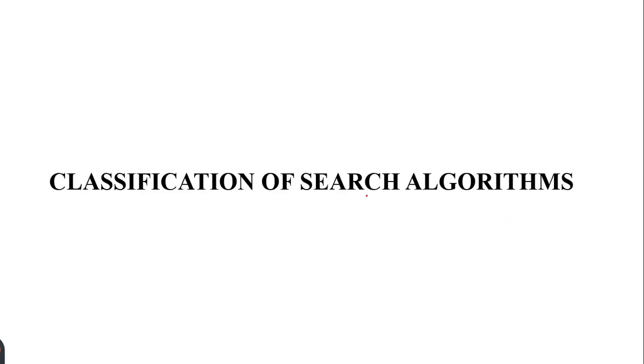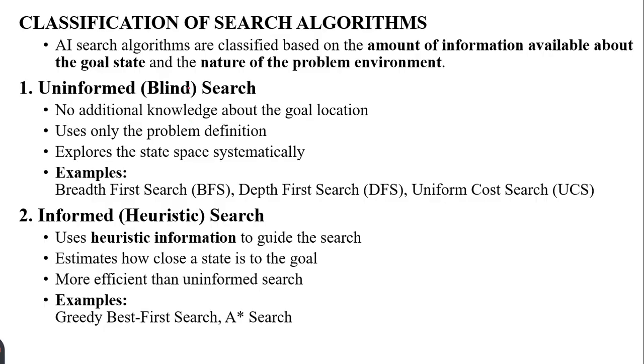Next, we are going to see the classification of search. The very important thing is the classification of search algorithms. So how is it classified? Our AI search algorithms are classified based on the amount of information available about the goal state and the nature of the problem's environment. What does this mean?